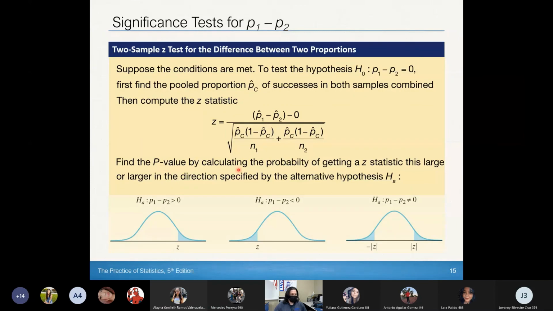Find the p-value by calculating the probability of getting a z statistic this large or larger in the direction specified by the alternative hypothesis H sub A. This part is the same as what we did previously once we have that z statistic. We'll get a p-value.